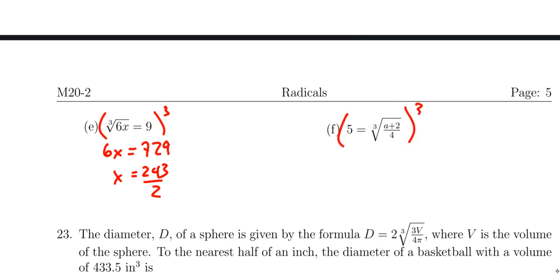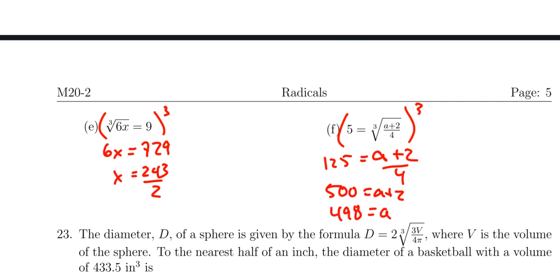And now I'm going to do the same thing over here. I'm going to cube both sides. That's going to get me 125 is equal to a plus 2 over 4. Then I'm going to multiply that 125 by 4 to get 500 is equal to a plus 2. And then I'm just going to subtract 2 from both sides to get that a is 498.